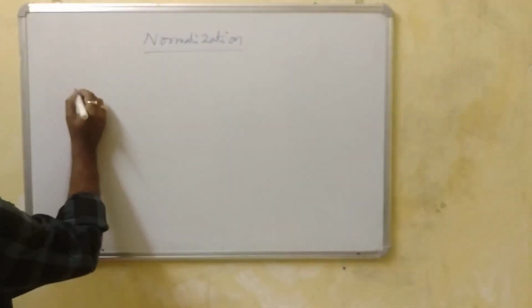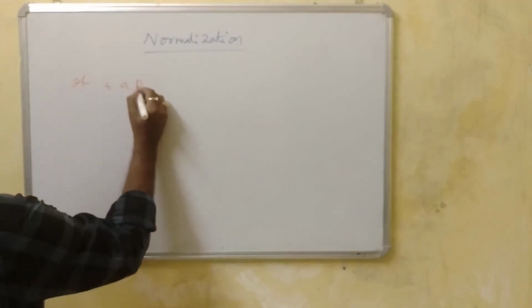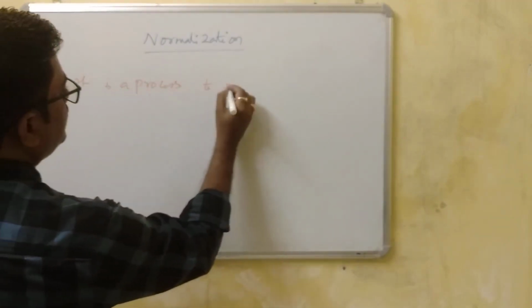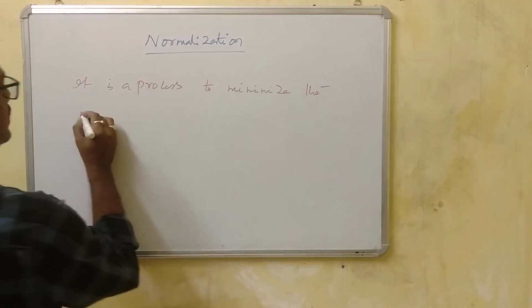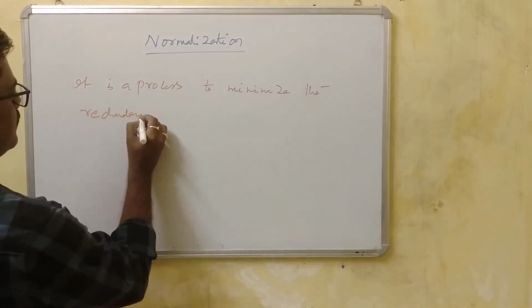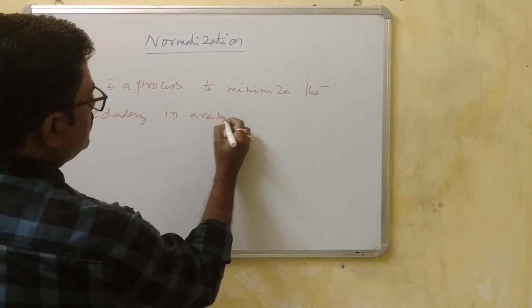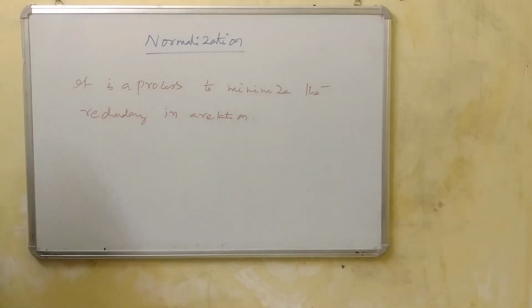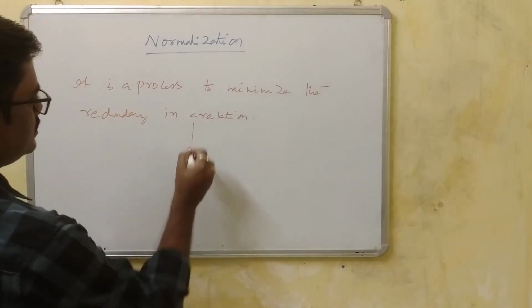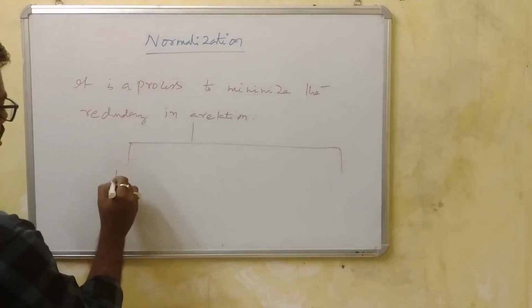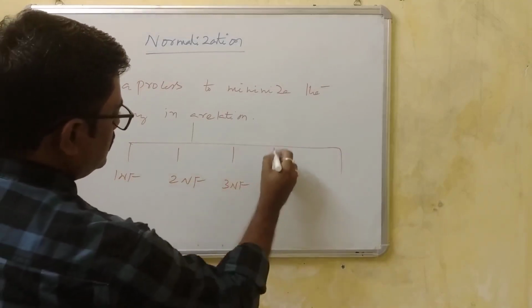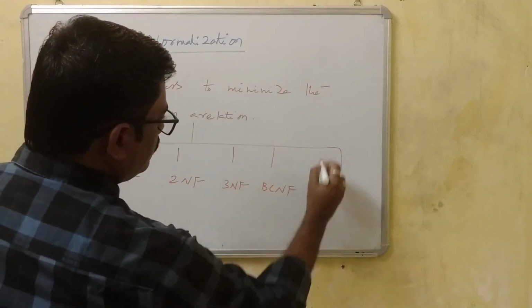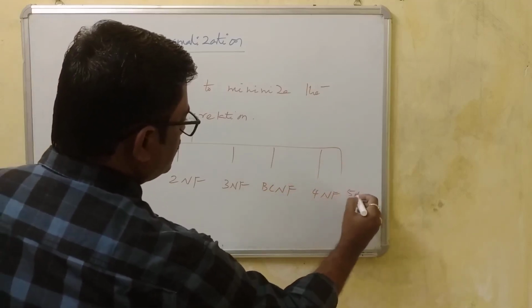Normalization is a technique, a process to minimize the redundancy in a relation, right? This normalization can be done in different forms, like first normal form, second normal form, third normal form, BCNF, fourth normal form, and fifth normal form.